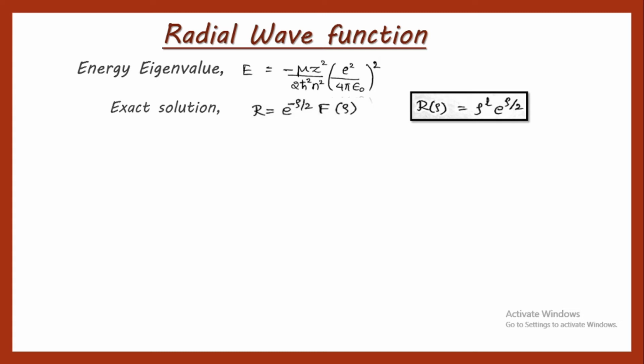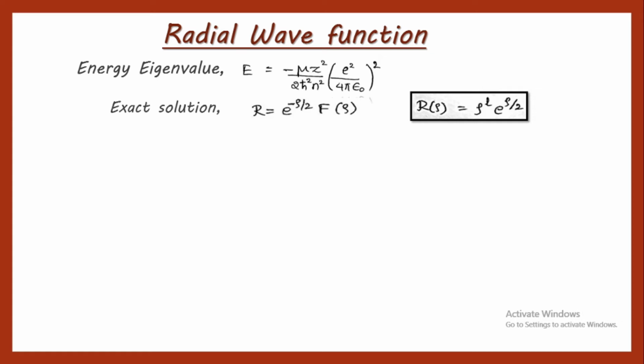But the limitation was that when we found the solution of f of rho using the power series method, R depends on f of rho. So as k tends to infinity, we observe that f of rho also tends to infinity. This means the radial wave function is going to diverge, which cannot happen. That's why the power series method we used is not the exact solution. So we need to overcome this problem.